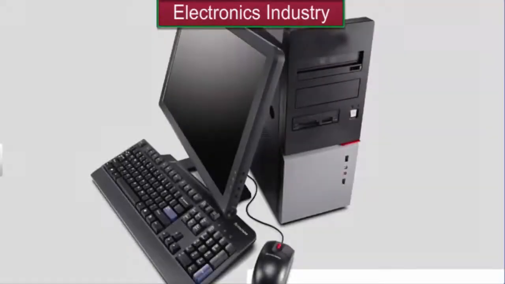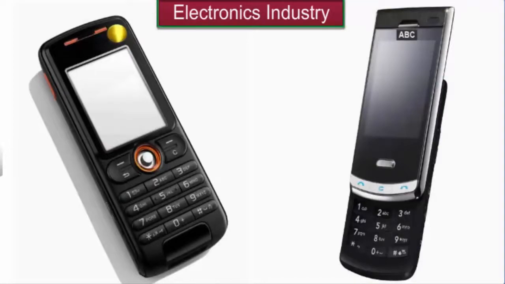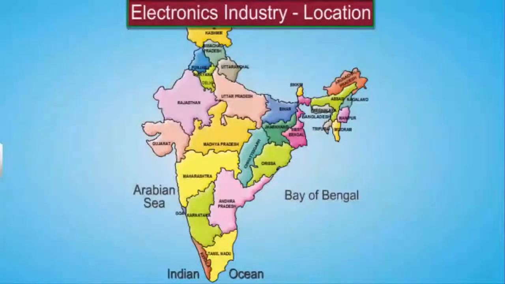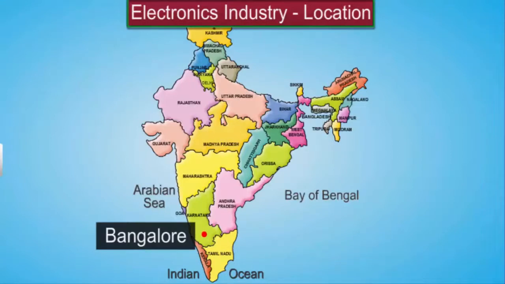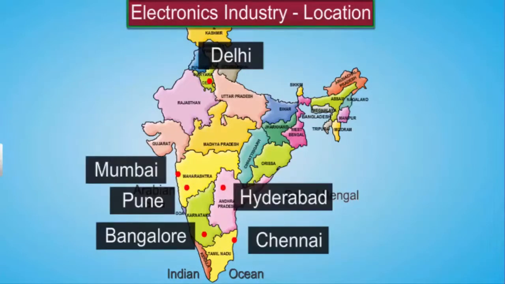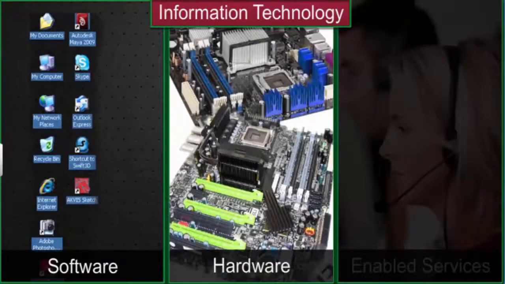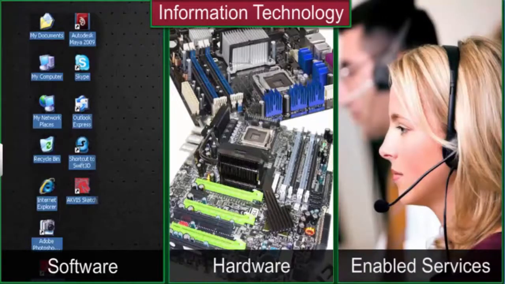The electronics industry is engaged in manufacturing electronic gadgets and appliances like radio sets, music players, computers, televisions, satellite dishes, and mobile phones, to name just a few. Bangalore is the major center for the production of electronic goods. Other main production areas of the electronics industry are Delhi, Chennai, Pune, Mumbai, Hyderabad, Kolkata, Lucknow and Coimbatore.